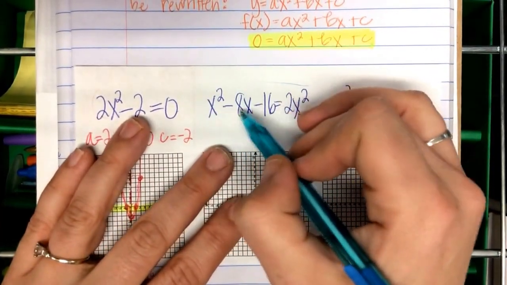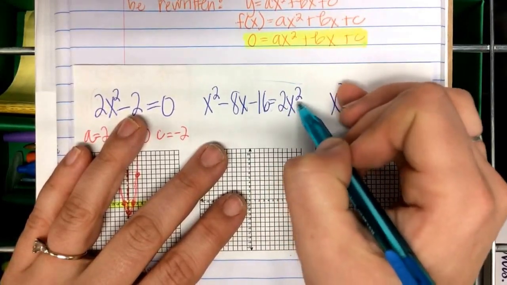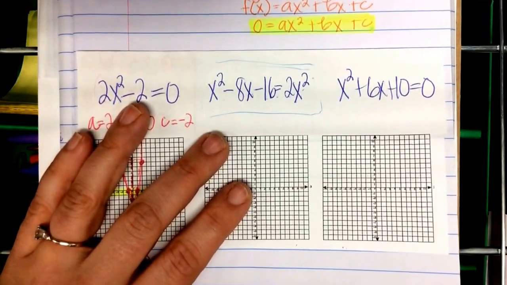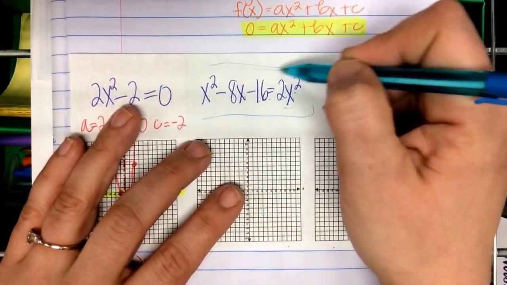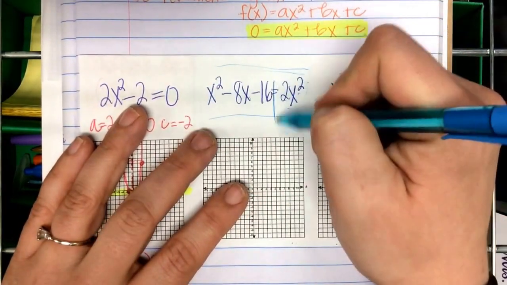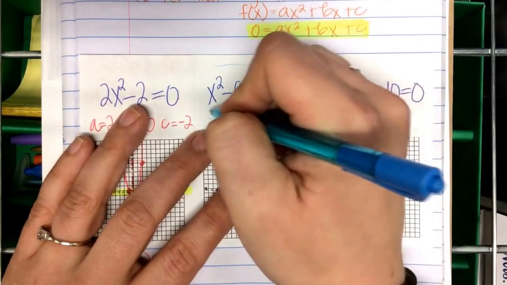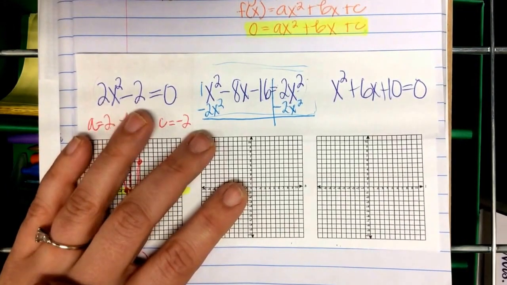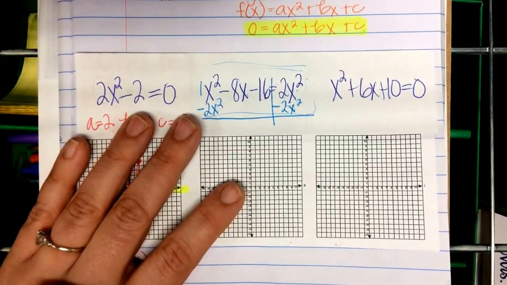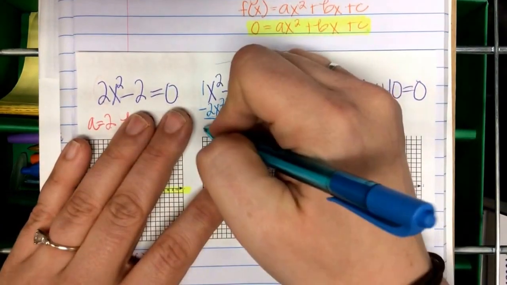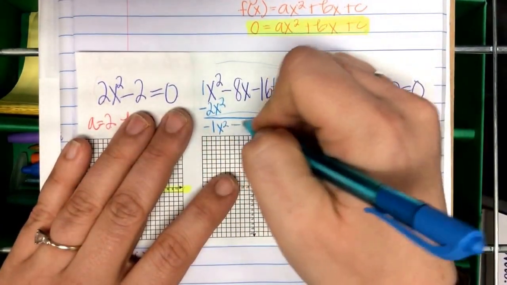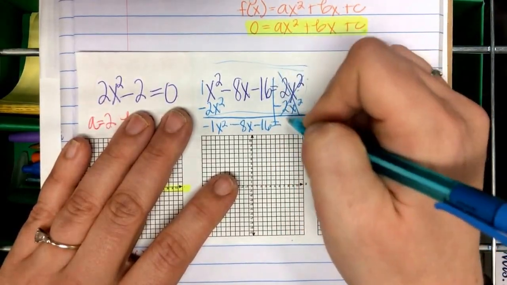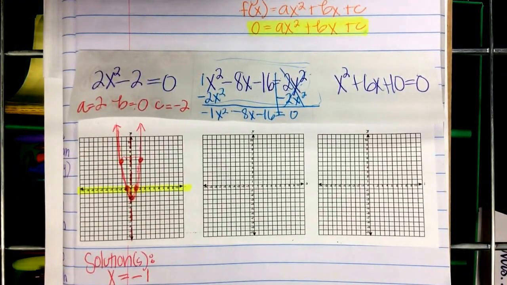So we have x squared minus 8x minus 16 equals 2x squared. What's wrong with this example? Yeah, it's not equal to 0. There's a 2x squared that I need to move over here. So minus 2x squared, minus 2x squared. 1x squared minus 2x squared is negative 1x squared. Negative 1x squared minus 8x minus 16 equals 0. Now, are we ready to use this problem?